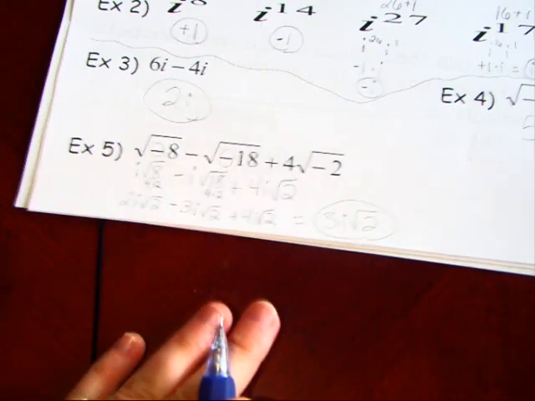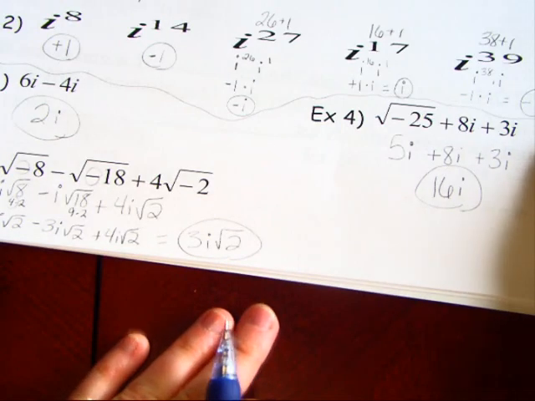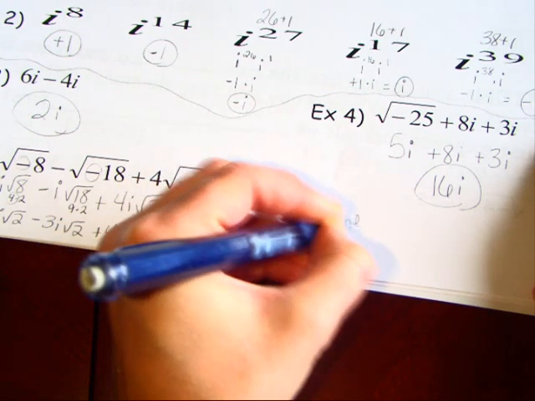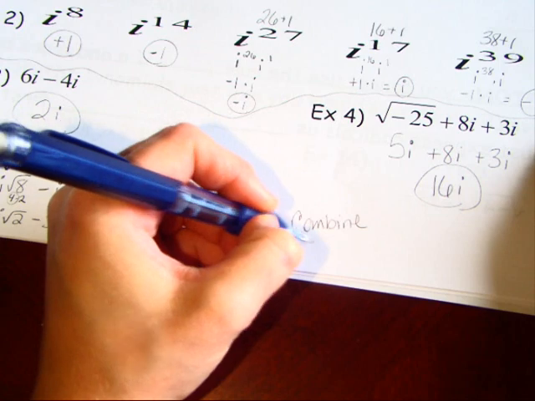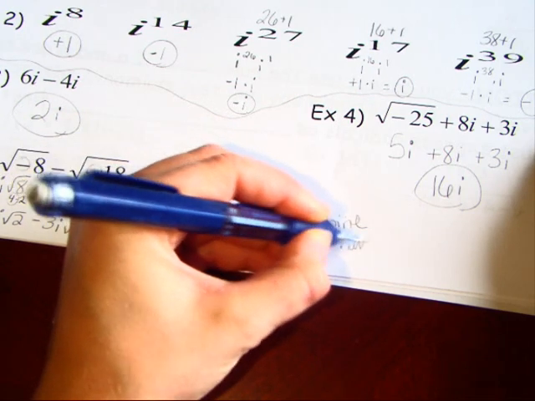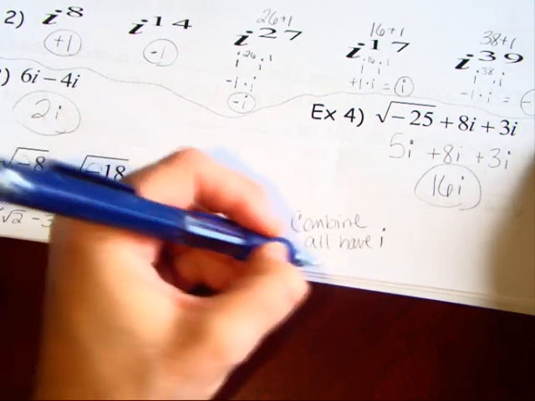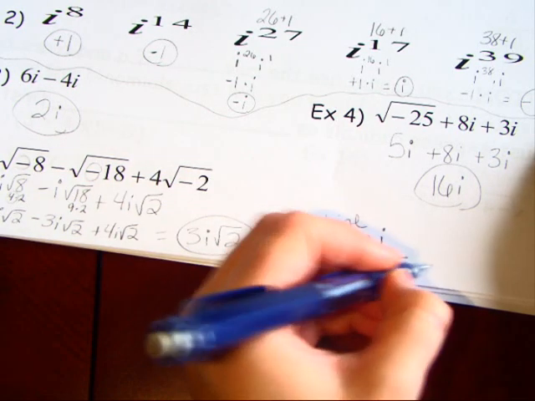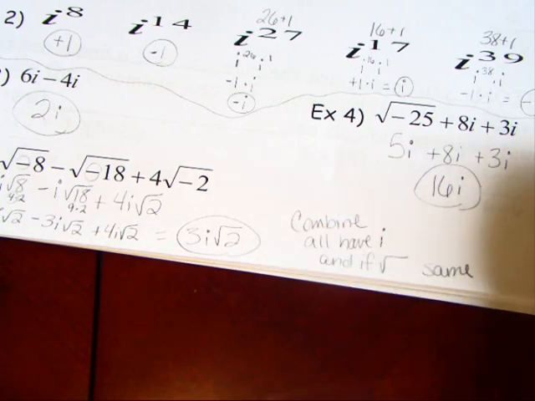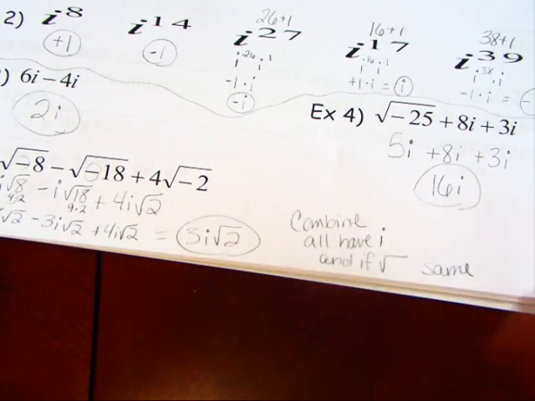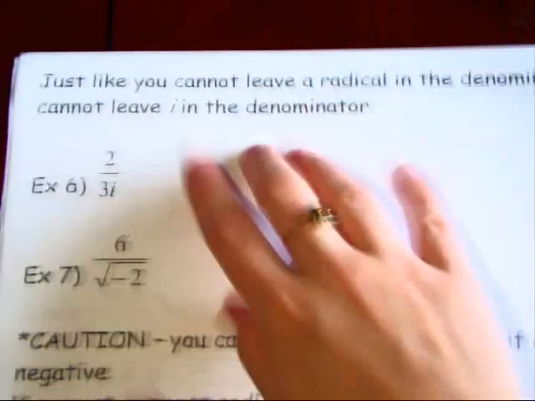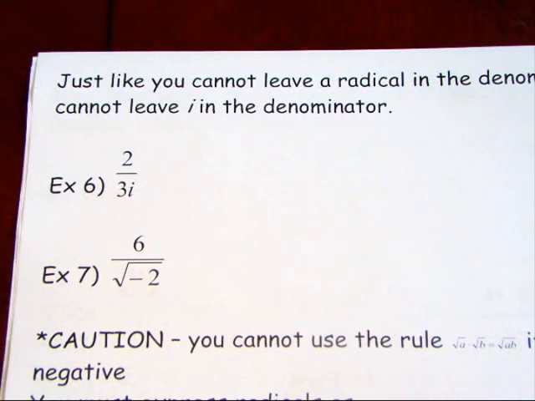If you're questioning when you can combine, let's write it down. You can combine if they all have an i, and if the square root is the same. Let's try another problem. In the next section, we'll cover how to get rid of an imaginary number on the bottom.